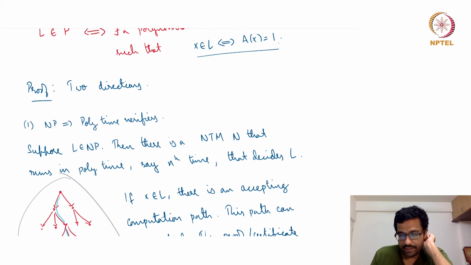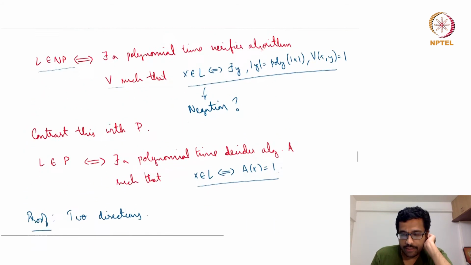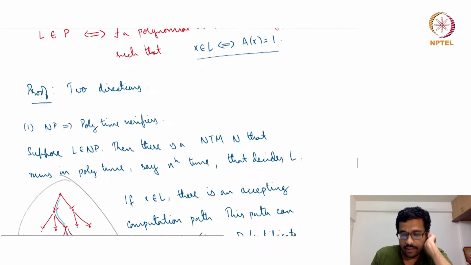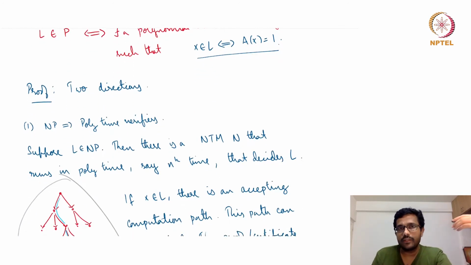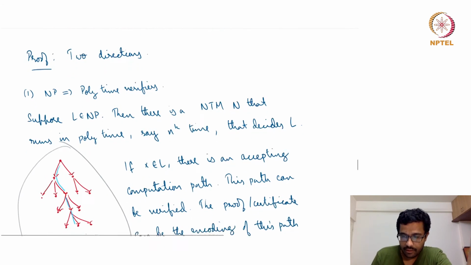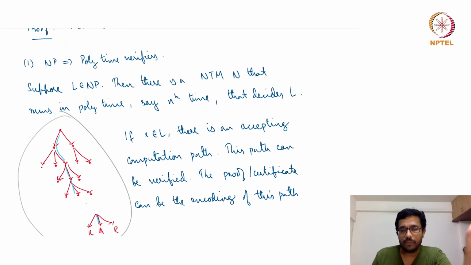There are two directions here. We have to show that NP, by the definition that we already saw, is the class of all languages that can be decided by non-deterministic polynomial time Turing machines. This means that the language has polynomial time verifiers. And the second direction is that if it has polynomial time verifiers, then it is in NP.